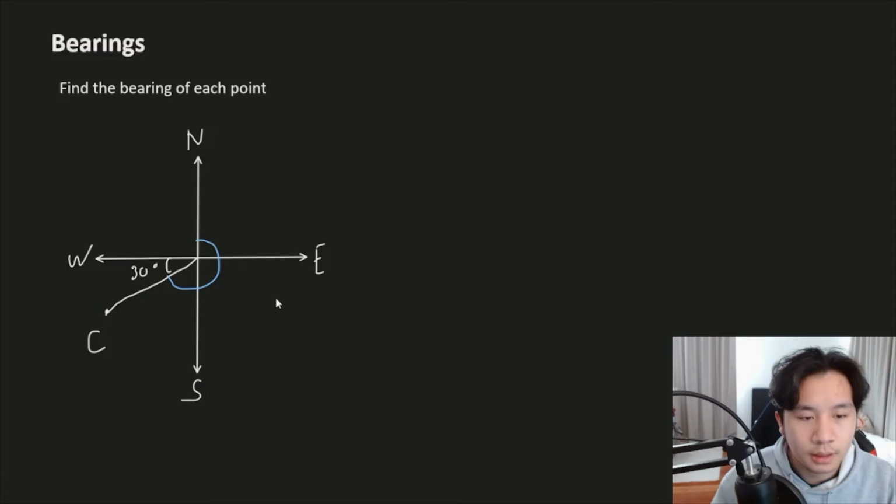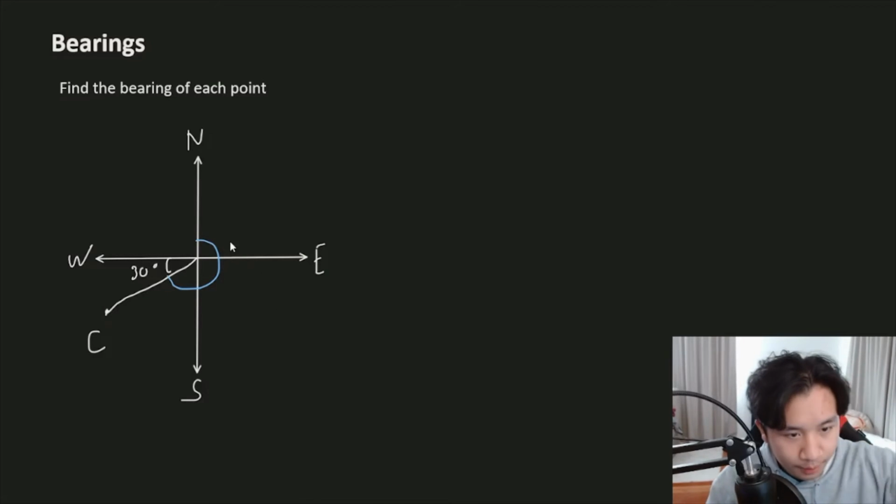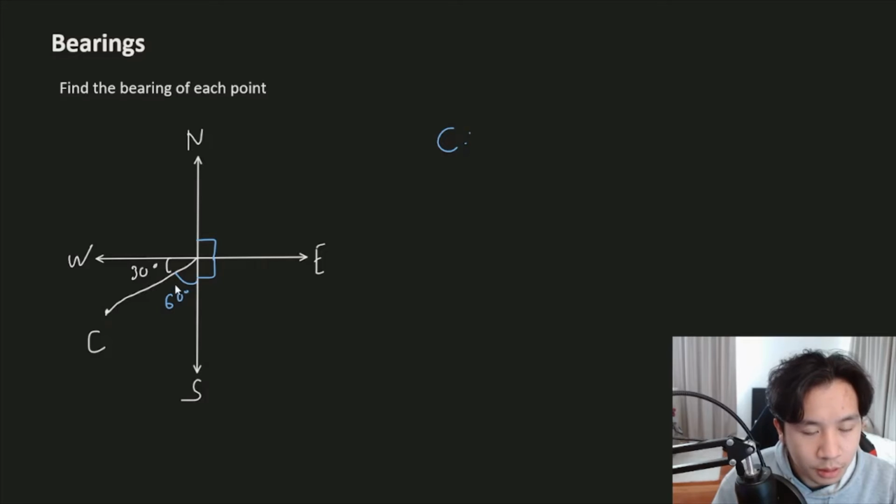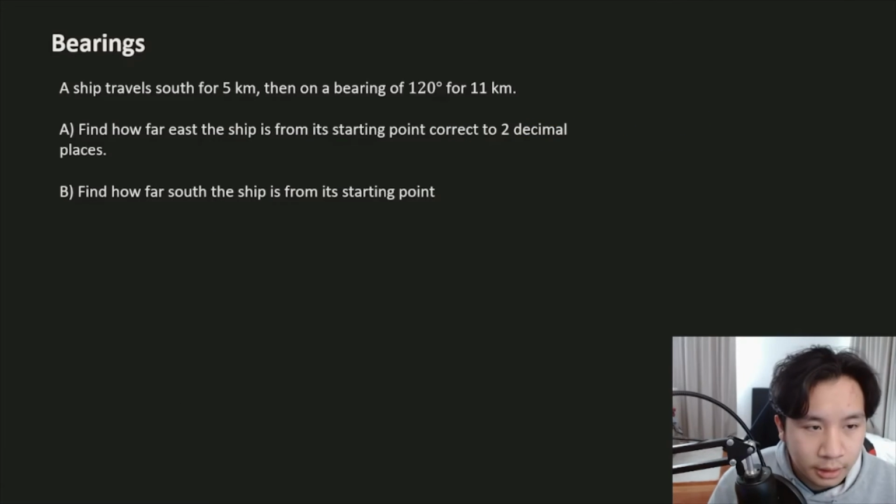All right, so to find the bearing of C, you start clockwise from north till you hit the bearing. Now, to figure out what that blue angle is, you want to do 90 plus 90 plus whatever this angle is. And I know that this angle would be 60 degrees, because these two added up make 90 degrees as well. So I'm just going to write 180, that's just 90 plus 90 plus 60, which equals 240 degrees.